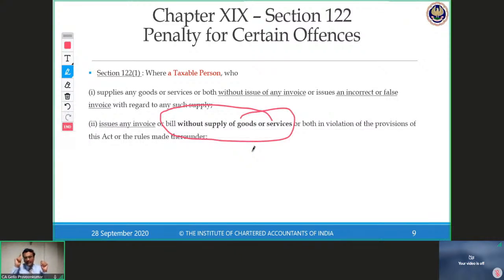Now that is a transaction where a person is issuing an invoice without supplying goods or services. Please keep in mind all your auditing skills coming into the picture here. Don't read this as a theory. Read this as a fantastic assignment: how best can an officer discover this particular transaction? Is there a way the officer can discover that there is a supply where there is no movement of goods but a tax invoice was issued? How can the officer discover that?